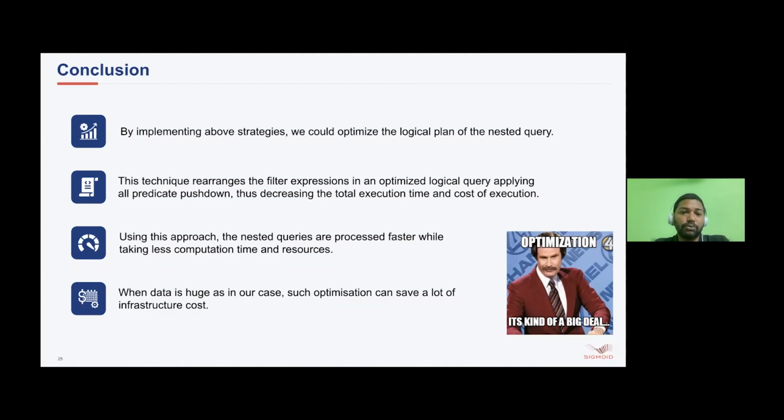So by using this approach, the nested queries are processed faster than before, and thus take less time for computation or processing, and take less resources. So when we have a very large data set and very large values that we want to filter out, this technique can help us a lot, right? And it will save us our time as well as our infrastructure cost. So optimization is kind of a big deal, actually.